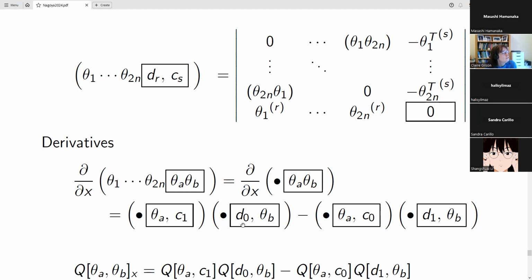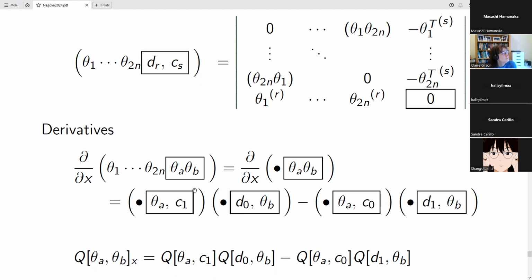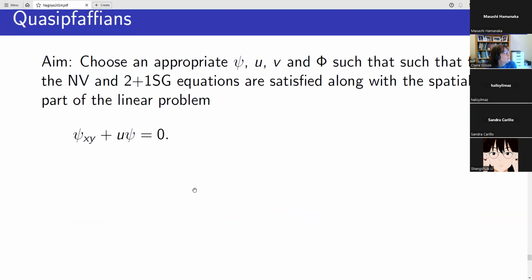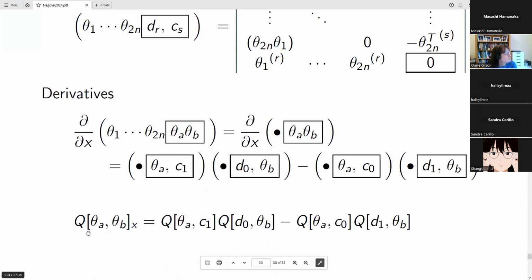So I just get two bilinear terms coming out of this differentiation. And so I get these Q here. If I differentiate the ones where I've just got thetas in the rows and the columns, I get something slightly different. Now, what can I do with these?